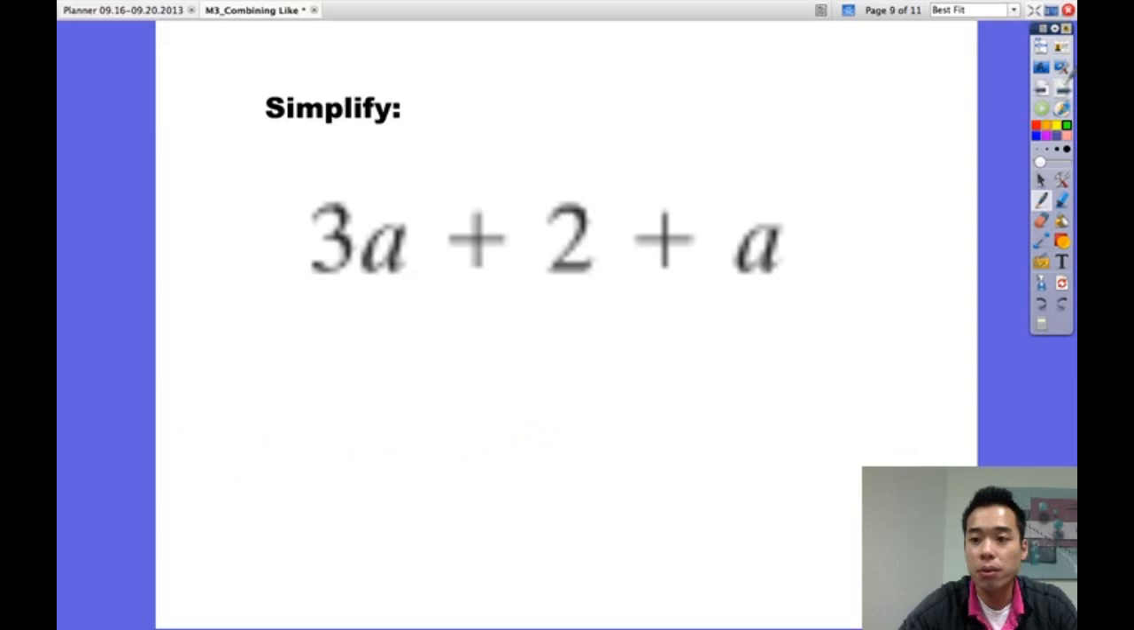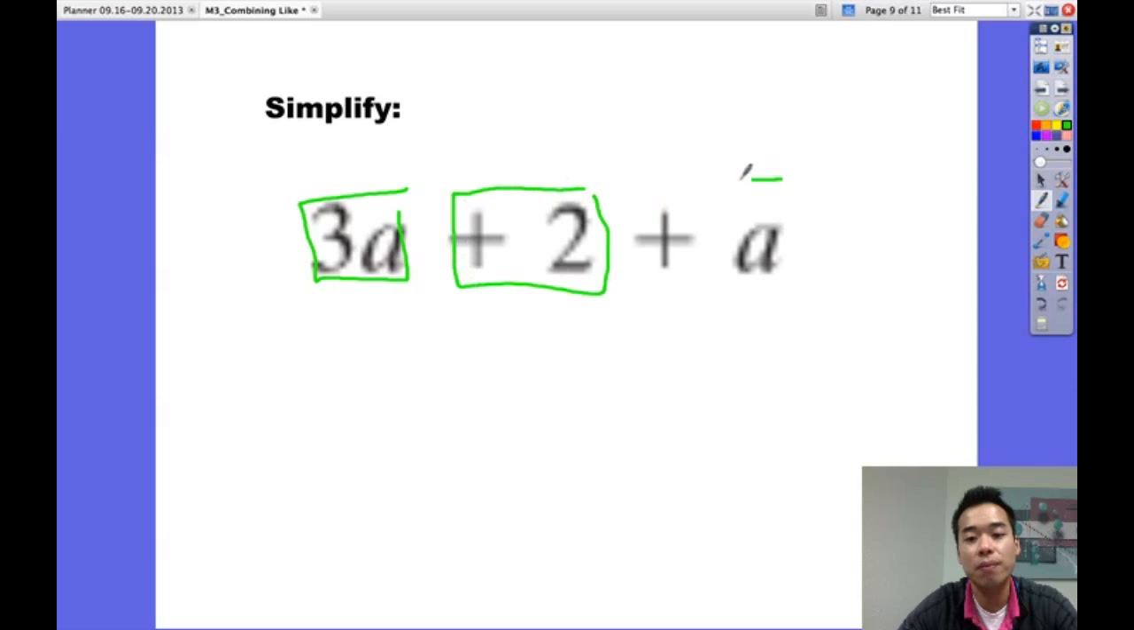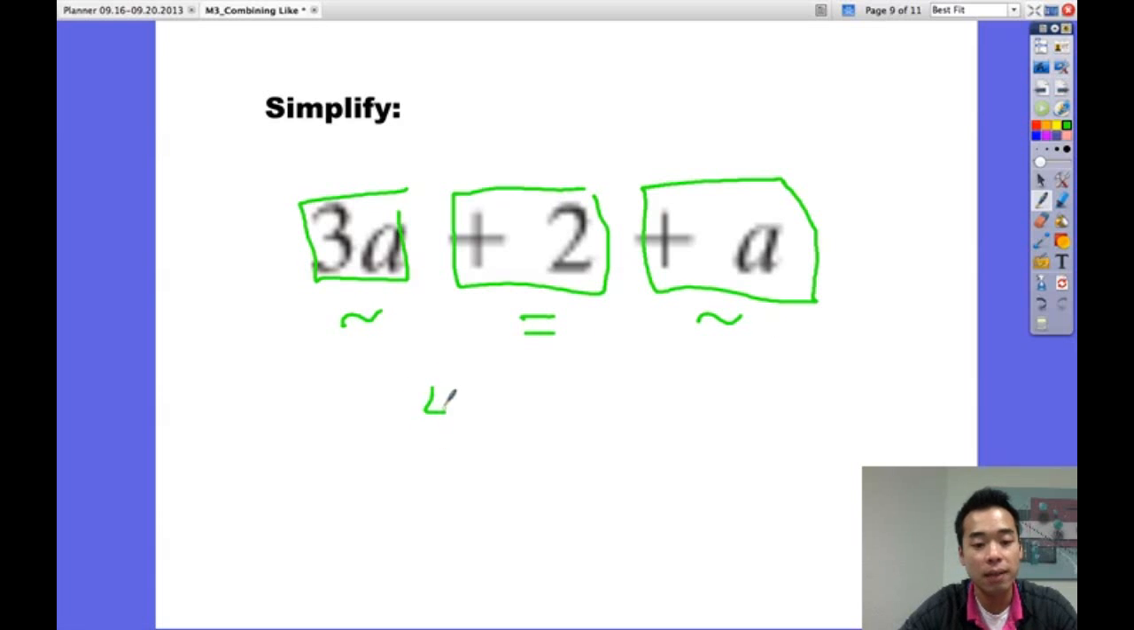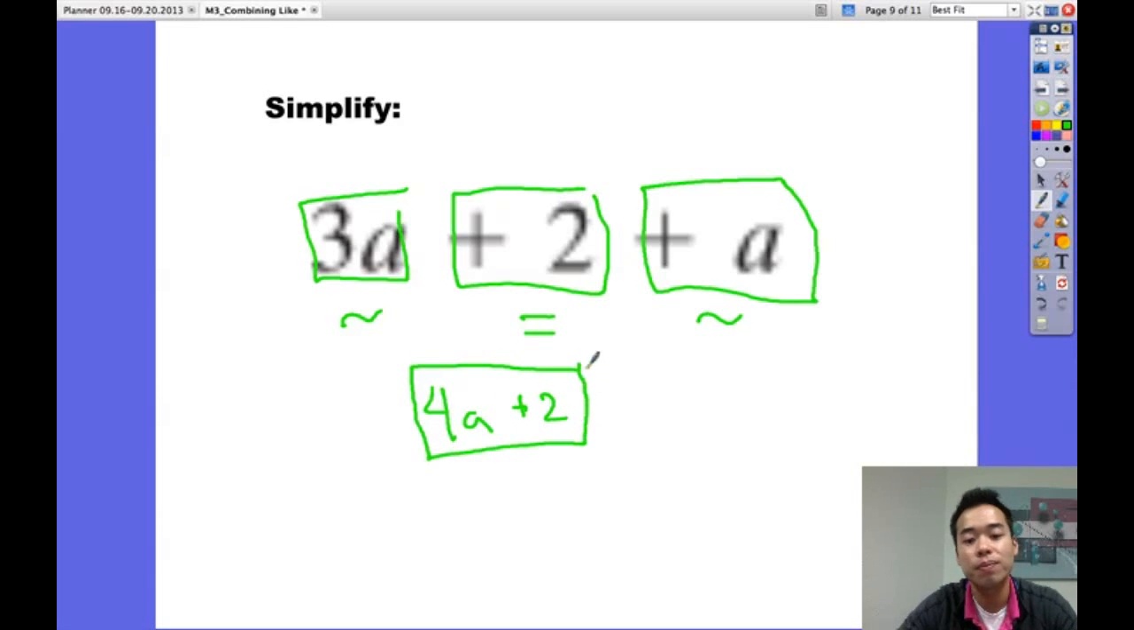We just did those. Let's do this last one. Simplify 3a plus 2 plus a. Again, box each term. Box the number with the symbol to the left. Box the a with this positive symbol next to it. I have 3 terms. So I have 3a, squiggly, squiggly, and a number. So right there I can see that the 2 squigglies can be combined. I have 4a plus 2. And that's how you simplify that.